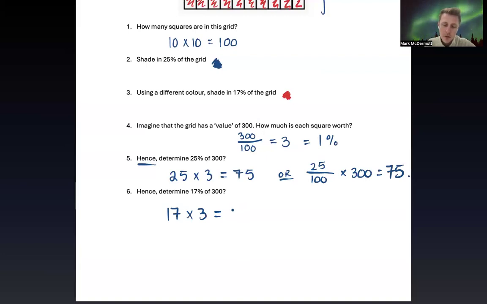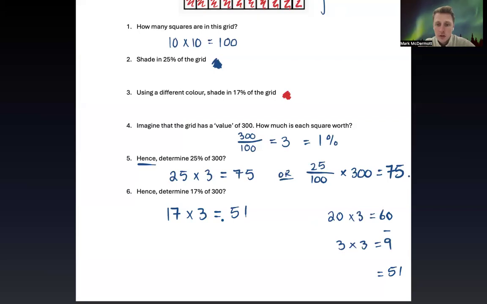So 17, what I would do is I'd do 20 times 3. Let me fully explain what I would do, because why not? 20 times 3 would give me 60, but I needed to multiply by 17, not by 20. So I've overshot 17 by 3 by going to 20. So I need to subtract 3 times 3, which is 9. So 60 minus 9 equals 51. Anyway, that's just a mental strategy you can use to work out some of those more non-routine multiplication questions.